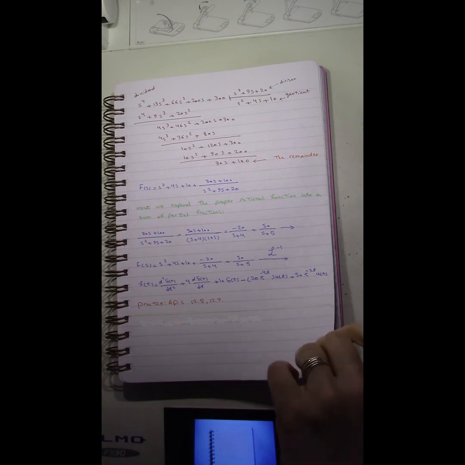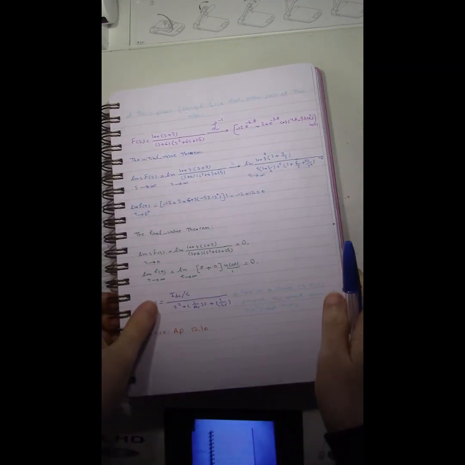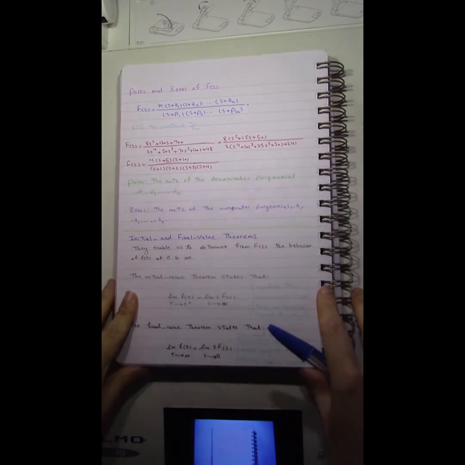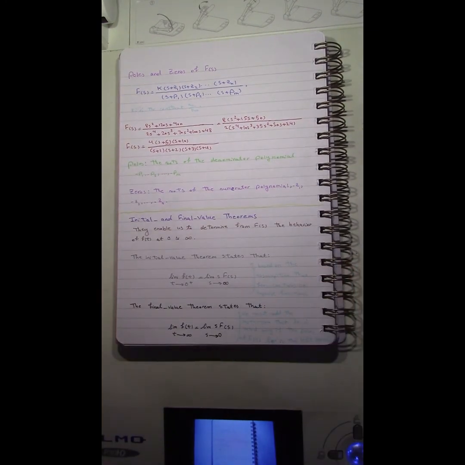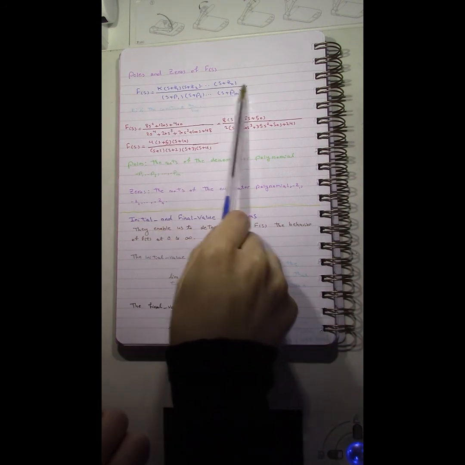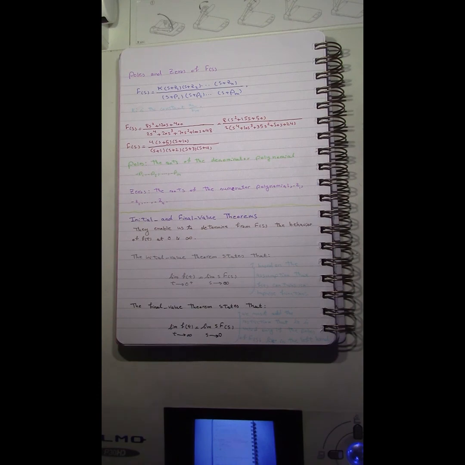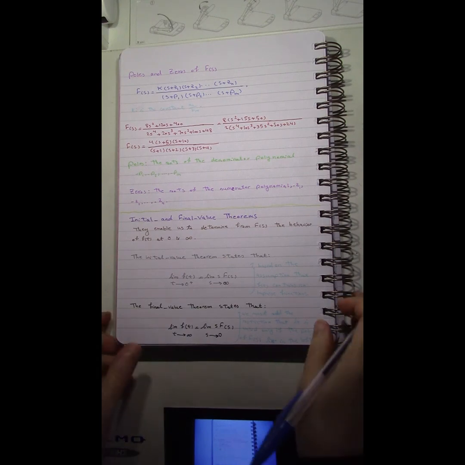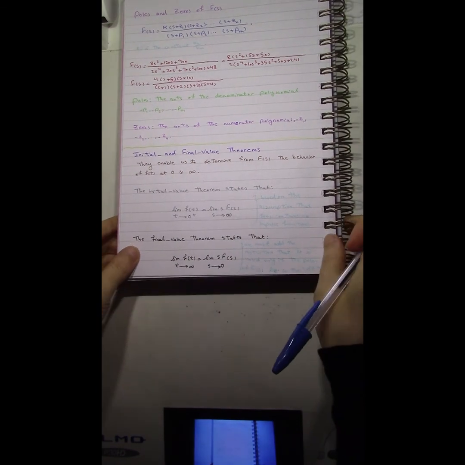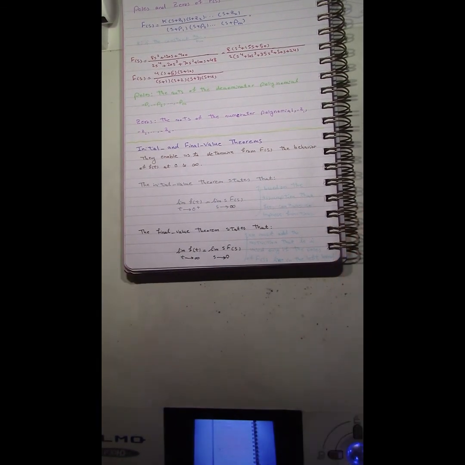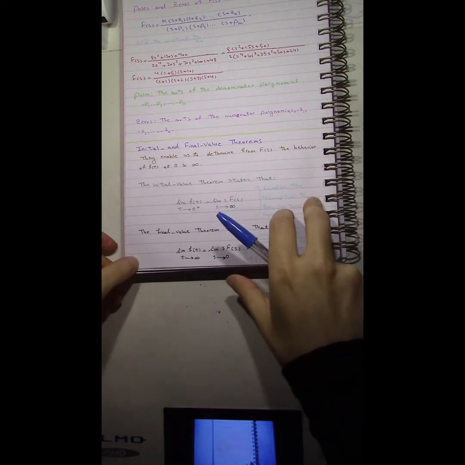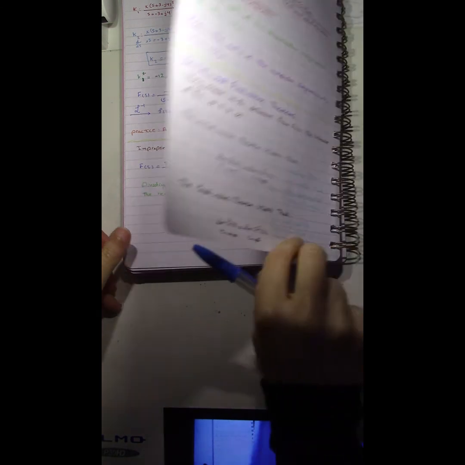Assessment problems 12.8 and 12.9. This part is just a review about poles and zeros. If we have rational functions like this, the roots of the numerator we call zeros and the roots of the denominator we call poles.